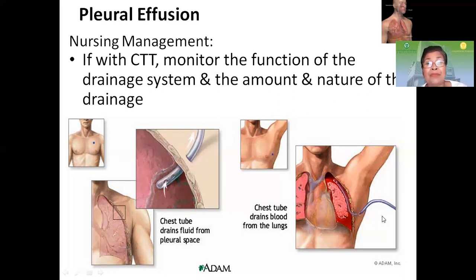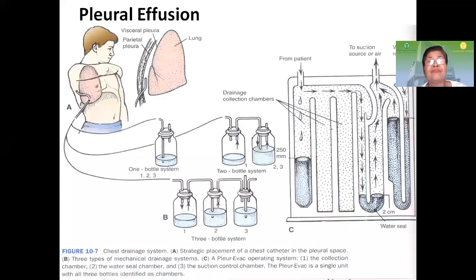So this is the entrance of the tube. And this tube is connected to 1 bottle, 2 bottle, or 3 bottle system. Okay. So that is if it is inserted blindly, palpate the fourth intercostal space at the mid-axillary line or anterior axillary line, and then the tube is inserted. It is connected to 1 bottle, 2 bottle, or 3 bottle system.